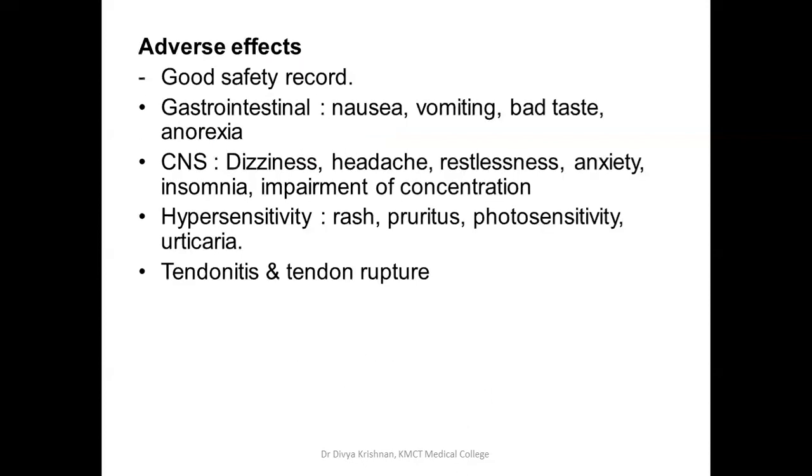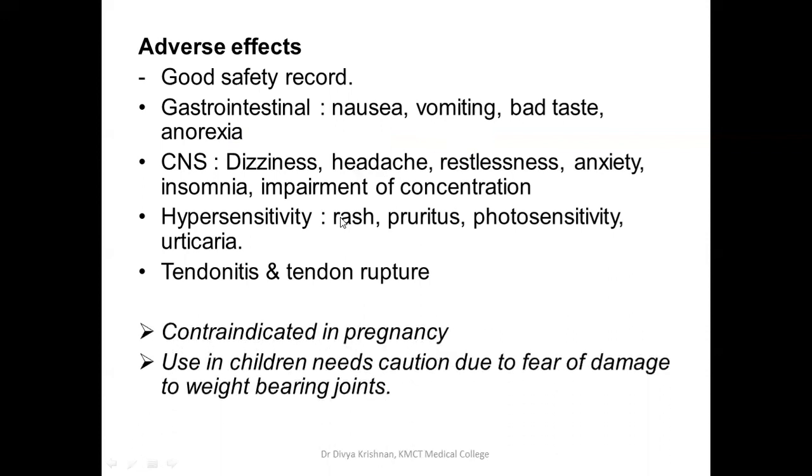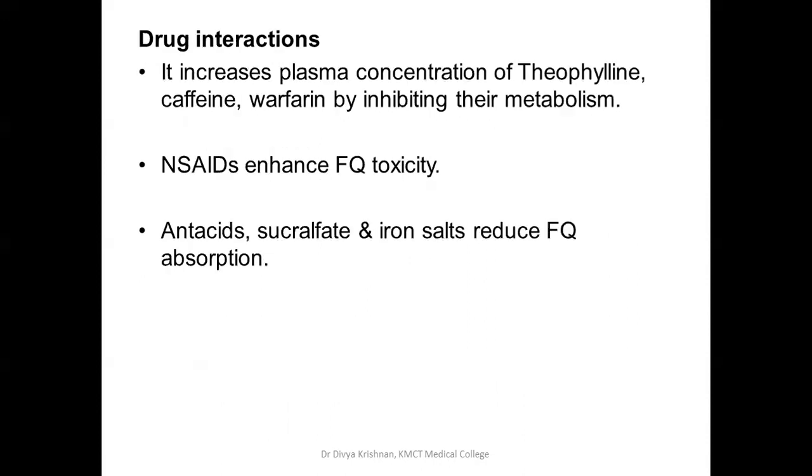It is excreted in the urine, and the adverse effects include mainly gastrointestinal ones like nausea, vomiting, bad taste, and anorexia. Occasionally, you can have dizziness, headache, restlessness, anxiety, insomnia, impairment of concentration. Sometimes some individuals can develop hypersensitivity reactions. And in children, tendinitis and tendon rupture can be seen. So for this reason, it is contraindicated in pregnancy and in children because of this risk of tendon rupture and tendinitis. This can affect the weight-bearing joints and the growth of the bones. Otherwise, this drug has a good safety record.